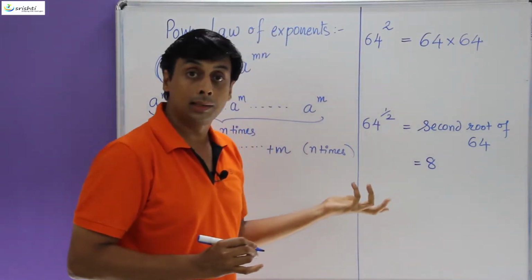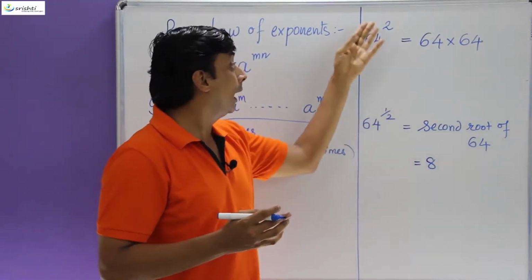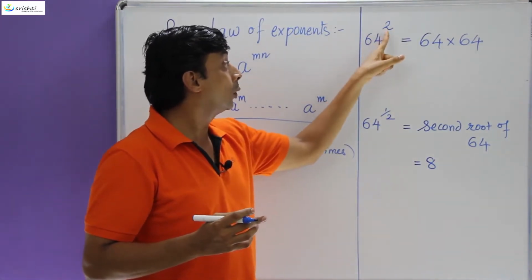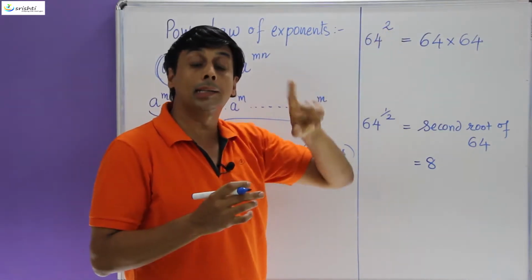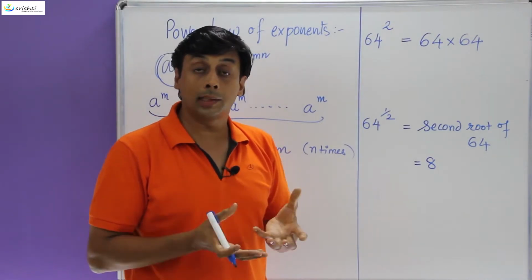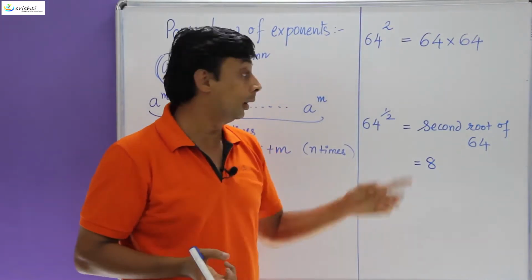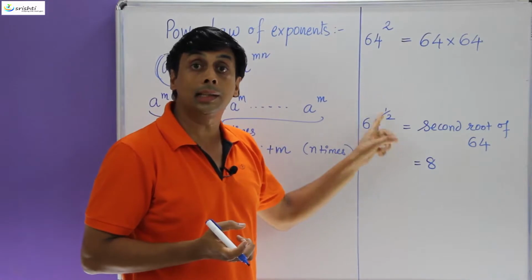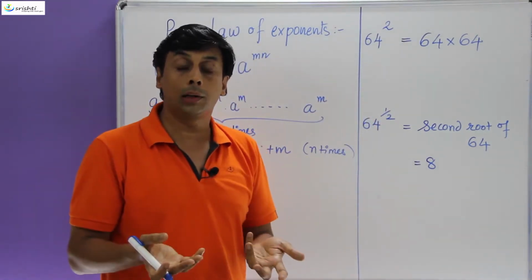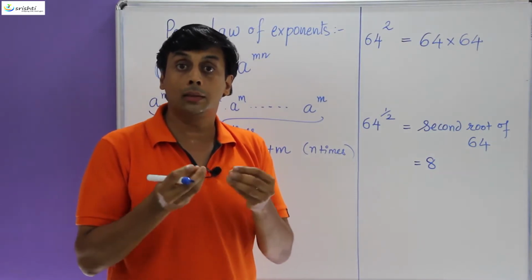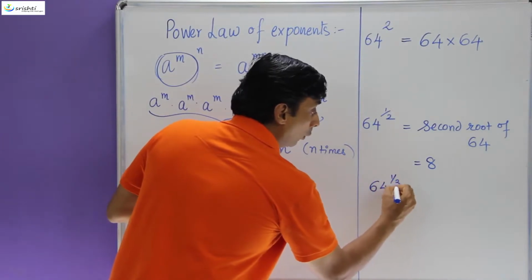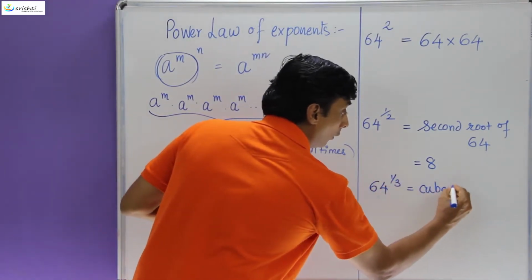8 eights are 64. So when you have exponents, if you have an exponent like 64 raised to 2, if the power is 2, it basically means you are squaring the number. Whereas if you wanted a representation to find the square root of a number, it would be raised to half. That is the convention to find the square root of a number. So how would you find the cube root of a number? The cube root of a number would be something raised to 1 by 3. So 64 raised to 1 by 3 would simply mean the cube root of 64.